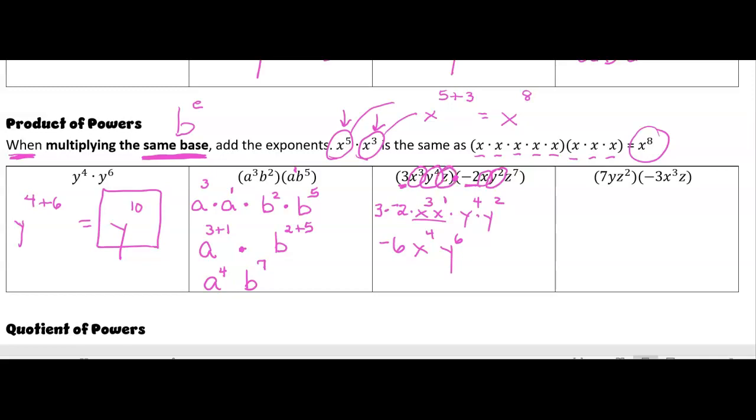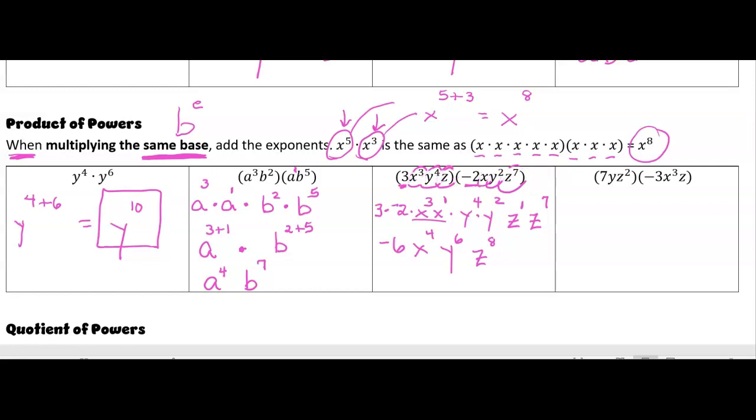Here we have a z to the first times a z to the 7th. Z to the first power, because when there is no number up there, it's a 1. So z to the first times z to the 7th, that would be a z to the 8th. Keep the base, add the powers.